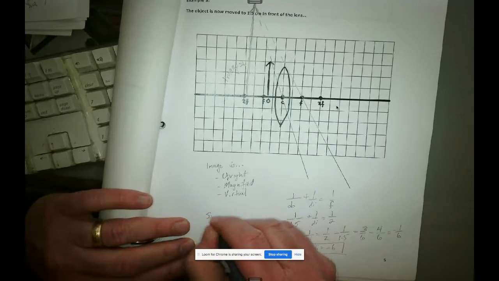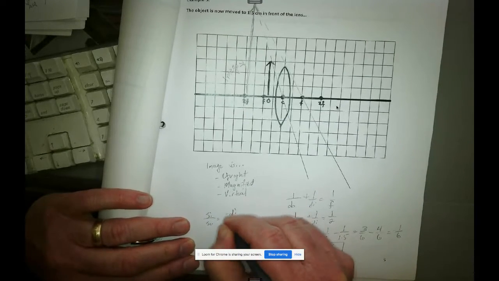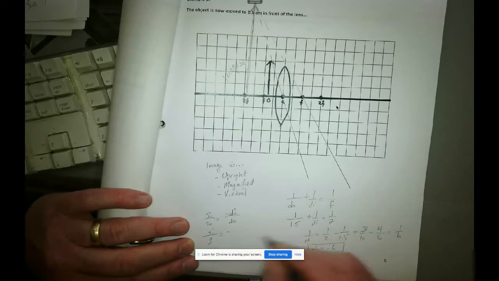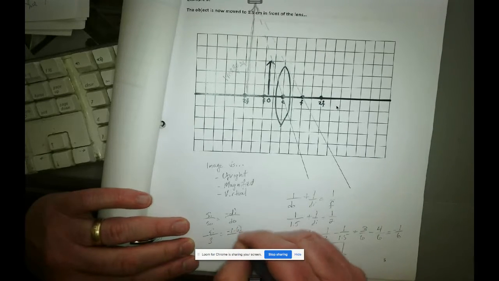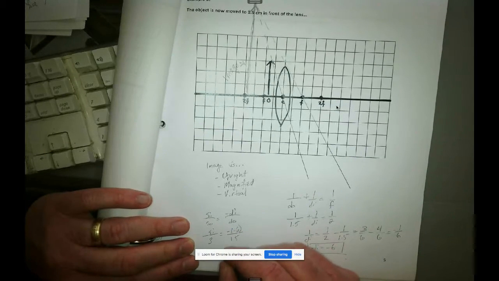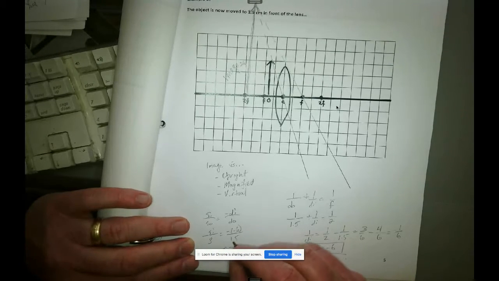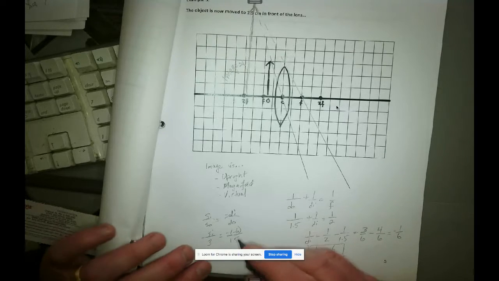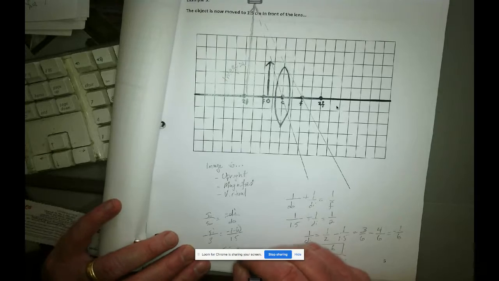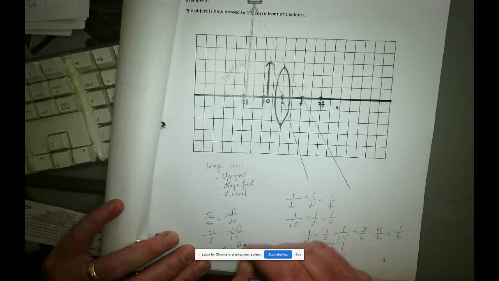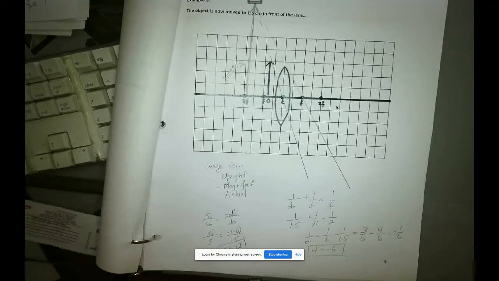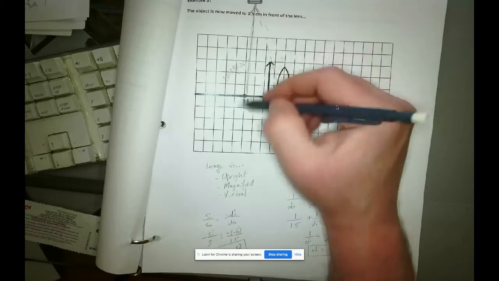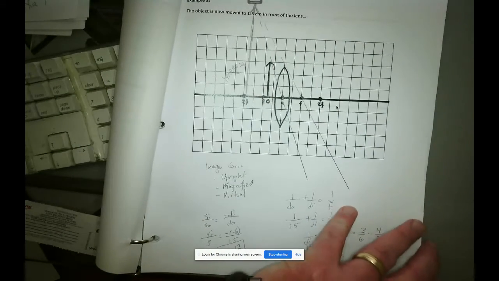And then sI over sO is minus di over dO. So sI over 3 is minus negative 6 over 1.5. And sI, if I do my math right, ends up being, let's see, that's going to be 18 divided by 1.5. Yeah, it's 12. And this time it's positive, meaning it's pointing up, and 12 is 1, 2, 3, 4, 5. It's pretty tall. So again, it matches.